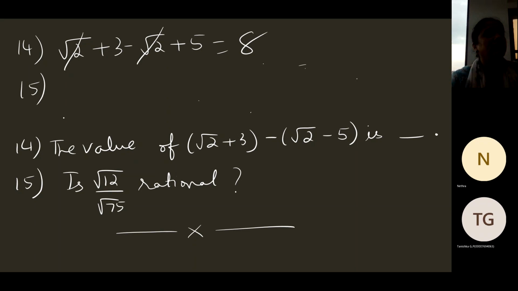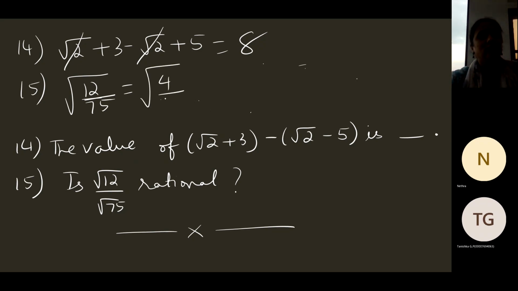Remember we did root 18 by root 8. In the same way, root of 12 by 75. Simplify using the tables of 3. 3 4s are 12, 3 25s are 75. So what is the value? 2 by 5. 2 by 5 is p by q, rational. Root 12 by root 75 is root of 12 by 75. Simplify using the tables of 3, 4 by 25, which is 2 by 5. Which is rational, p by q form, so rational.